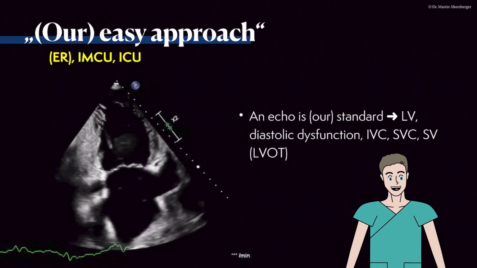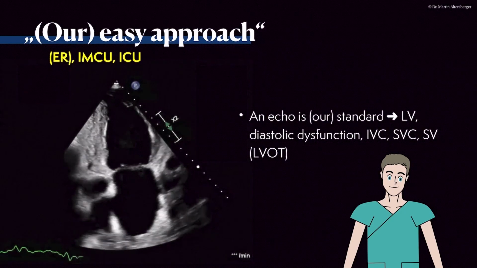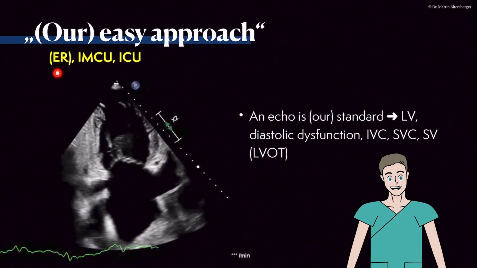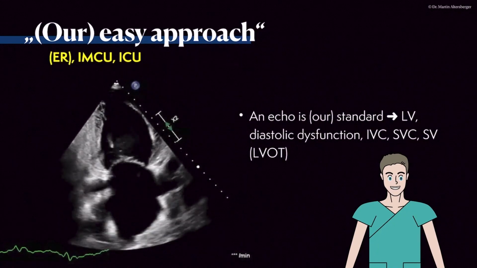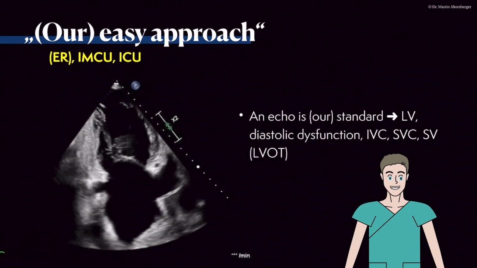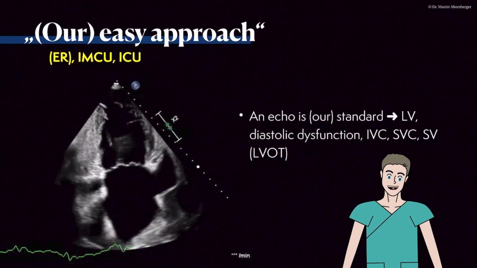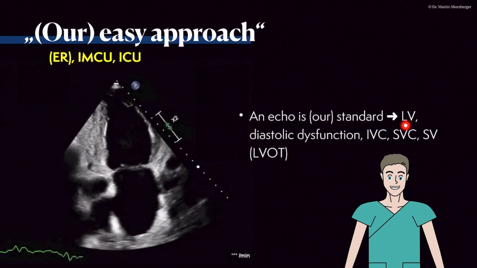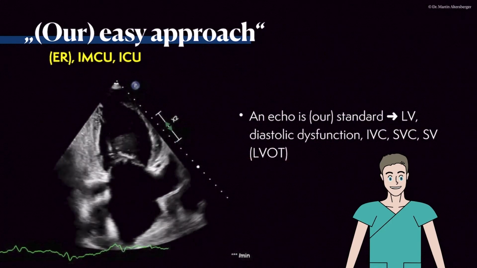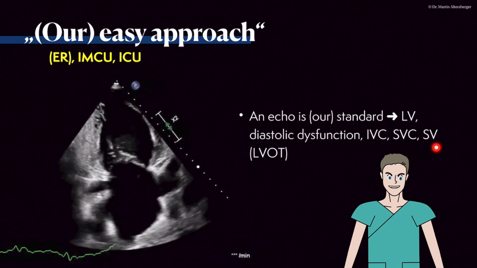Echocardiography in the intermediate care unit and in the ICU is our standard, almost a standard echo. In the emergency department, it's more towards a point of care situation. Of course, in the intermediate care unit and the intensive care unit, it's still more focused, but we evaluate the left ventricle, the right ventricle, of course, diastolic dysfunction. We always take a look at the LVOT, the stroke volume.